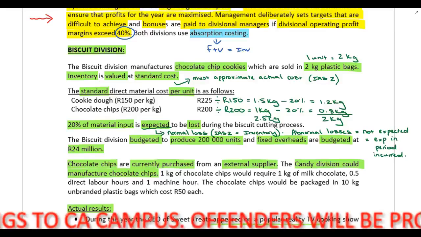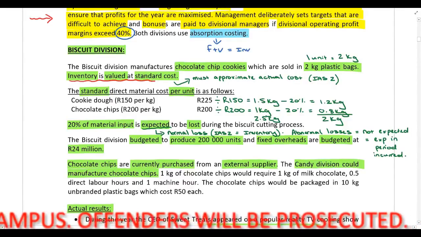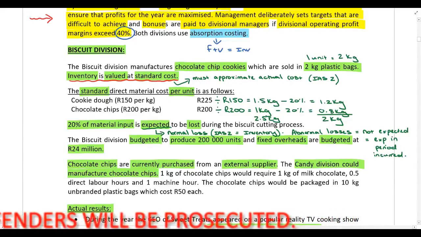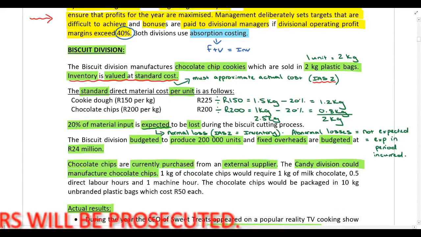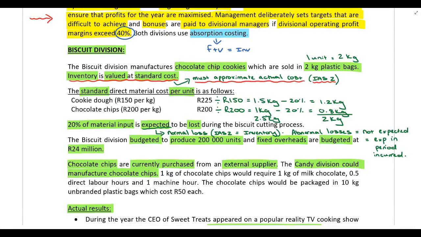Alright, so let's just go back to the information provided in the scenario. You'll remember we were specifically told that inventory is valued at standard cost. And when we read through the information provided in the scenario, I explained to you that in terms of IAS 2, this is allowed. Companies are allowed to value their inventory at standard cost. However, the standard costs must approximate actual costs. Now remember, we calculate variances by comparing the actual results to the standards. So the fact that we calculated variances in part B of the required means that there's a difference between the actual results and the standards.